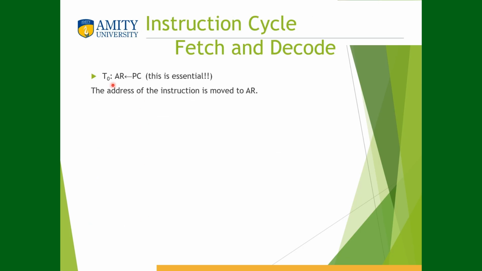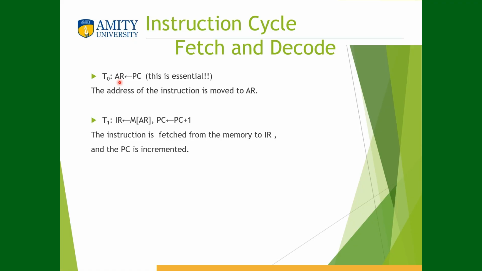So at T0, the first step is that the address from the program counter is loaded into the AR. At T1, we read the instruction from the memory and we store it into the instruction register. Along with that, the program counter is incremented so that it can point to the next instruction.